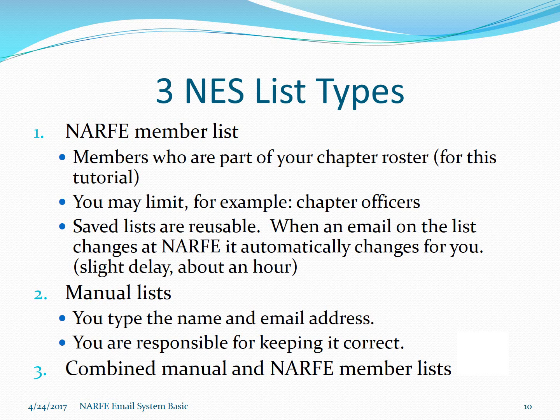The second type of list is a manual list. In this case, you type the name and email address, and you're responsible for keeping it correct. The third type is a combination of the above two.